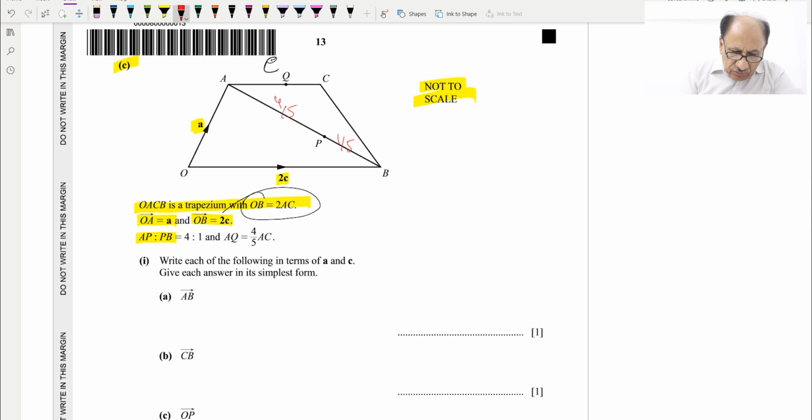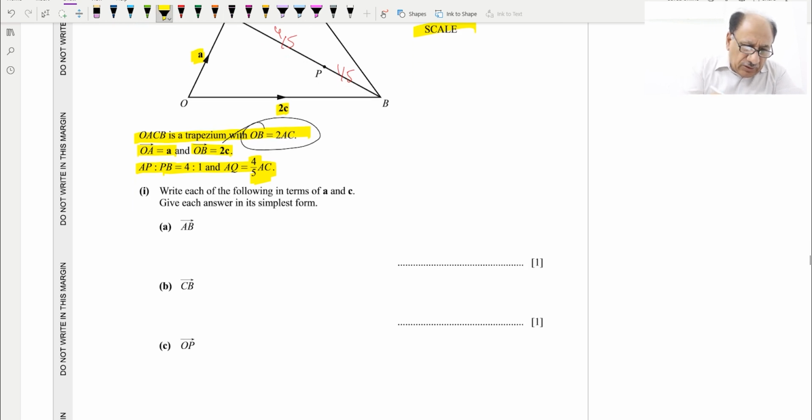This one done. Further, they are saying AQ is equal to 4 by 5 AC. So this will be 4 by 5 of C, and this will be 1 by 5 of C. Now this is the information which we got, and the question is: write each of the following terms in terms of AC, A and C. Give your answer in the simplified form.